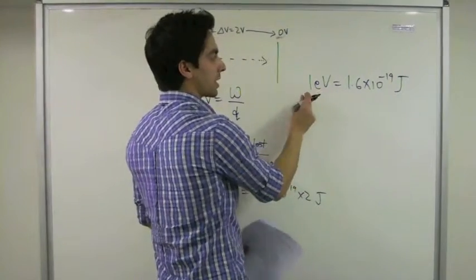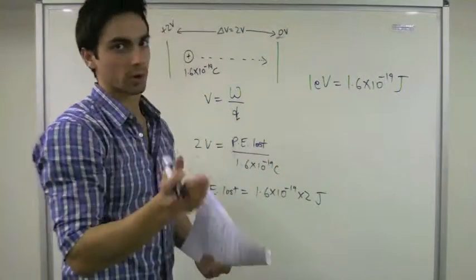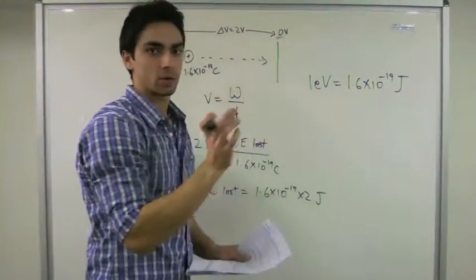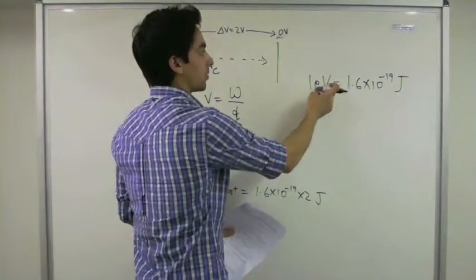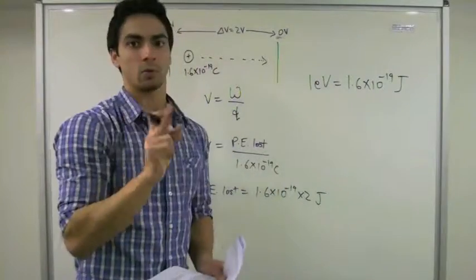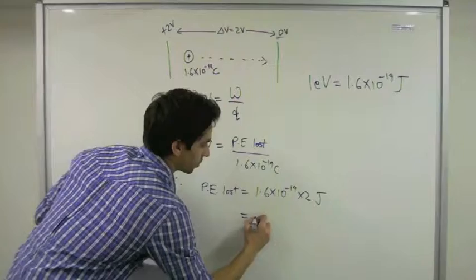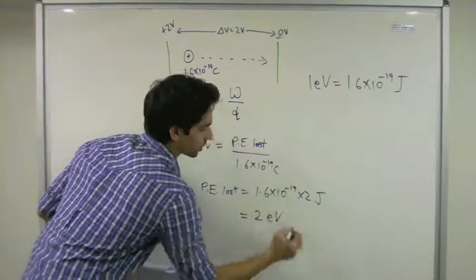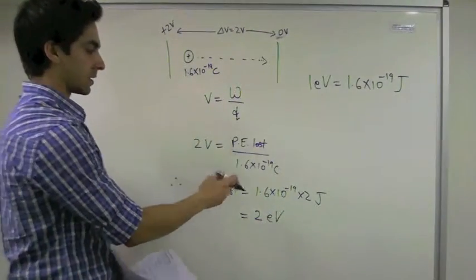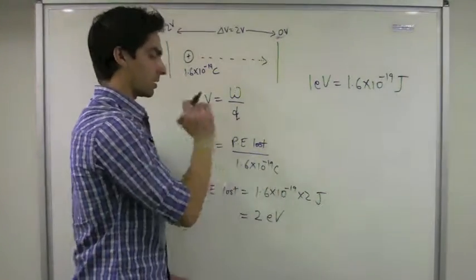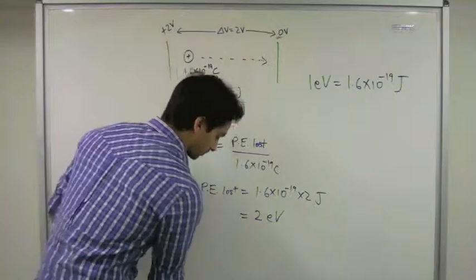1 electron volt is the amount of energy lost or gained by a single electron, or a single electron charge, when it moves through a potential difference of 1 volt. Right? So in this case, this will be equal to 2 electron volts. Right? So it makes calculation much easier and less cumbersome. We don't have to include the electron charge all the time.